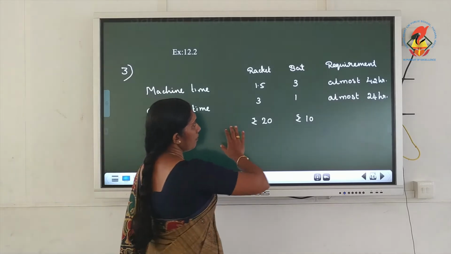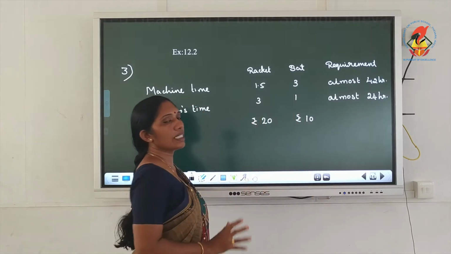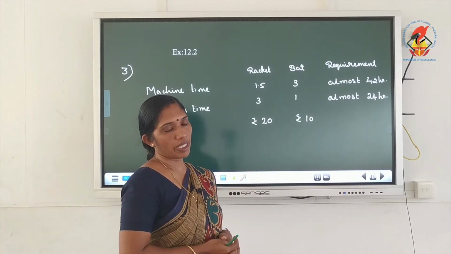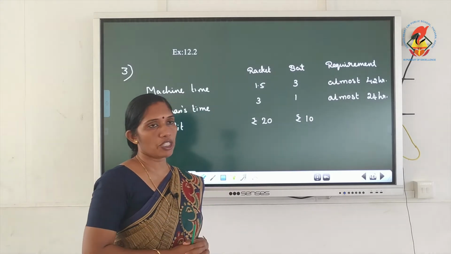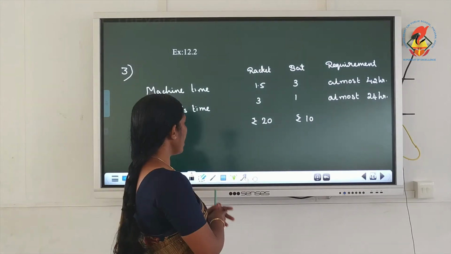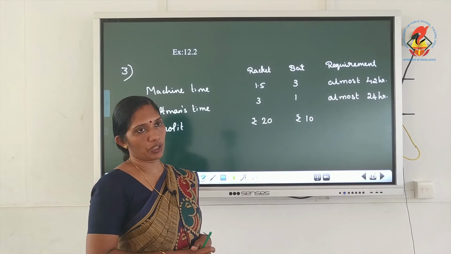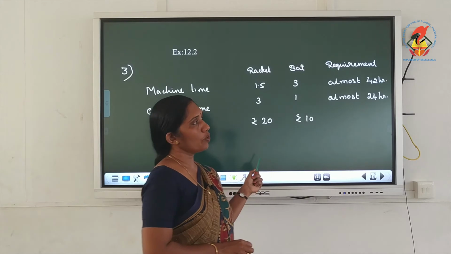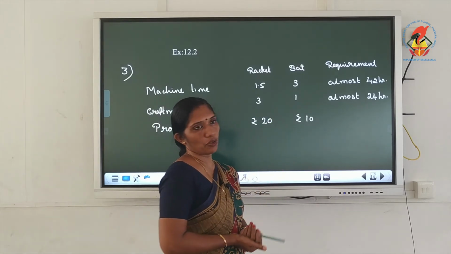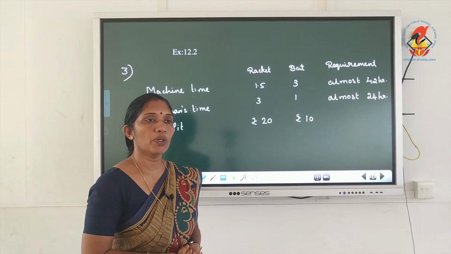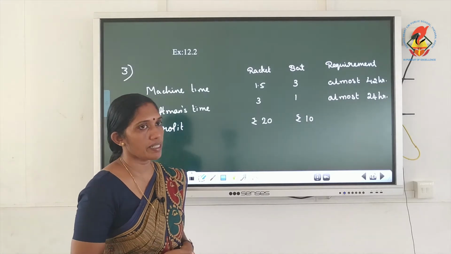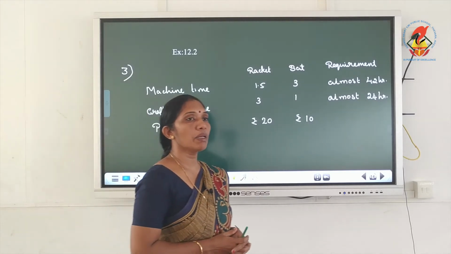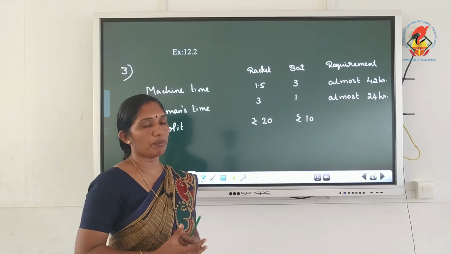Then it is given that the machine time availability is not more than 42 hours. That is, at most 42 hours we can use, and the craftsman time is maximum 24 hours. Then the profit is given: for a racket 20 rupees and for a bat 10 rupees. So we have to find the number of cricket bats and tennis rackets so that we make the maximum profit.